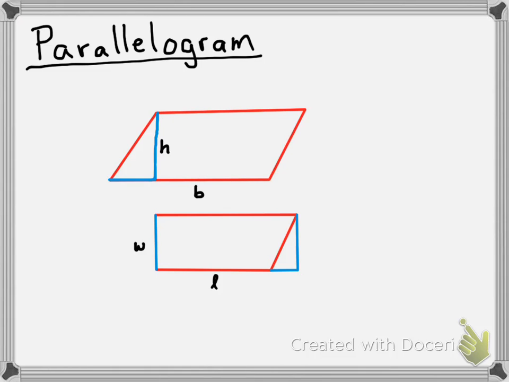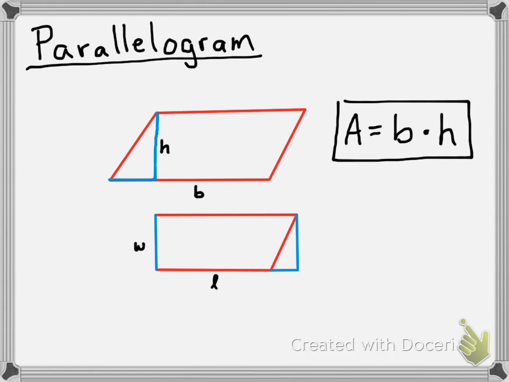Alright, so since we find the area of a rectangle by doing length times width, then we find the area of a parallelogram by doing base times height. So basically this is the same thing as length times width, but for a rectangle the width is the height. So we don't have to worry about whether we do base times height or length times width. For a parallelogram, you have to be specific. You have to do base times height, because if you do length times width, you might use this number on accident. So the area of a parallelogram is base times height.